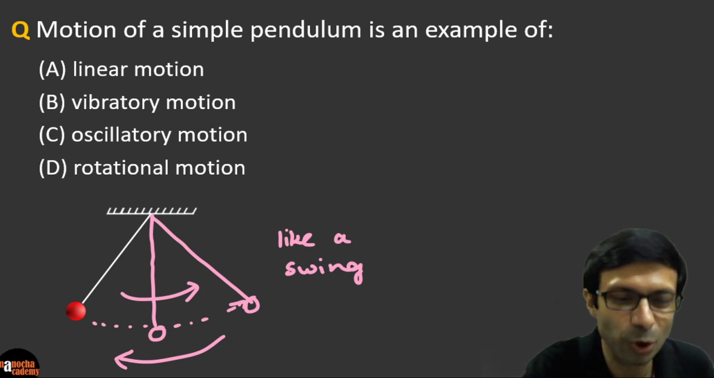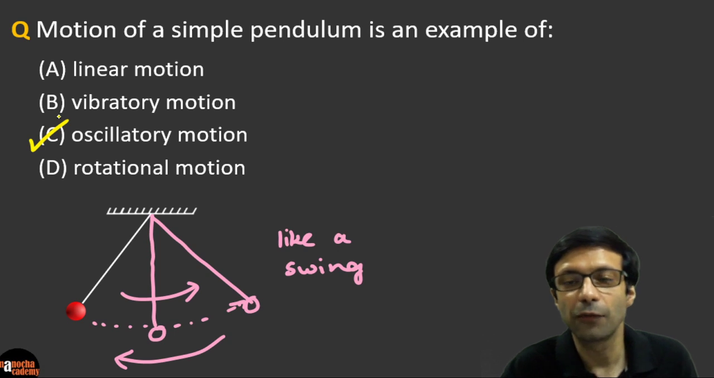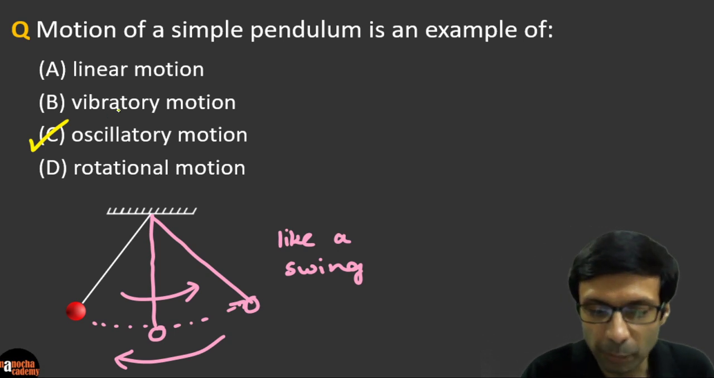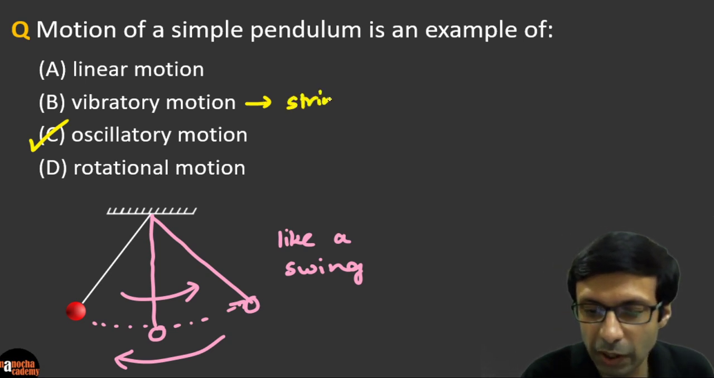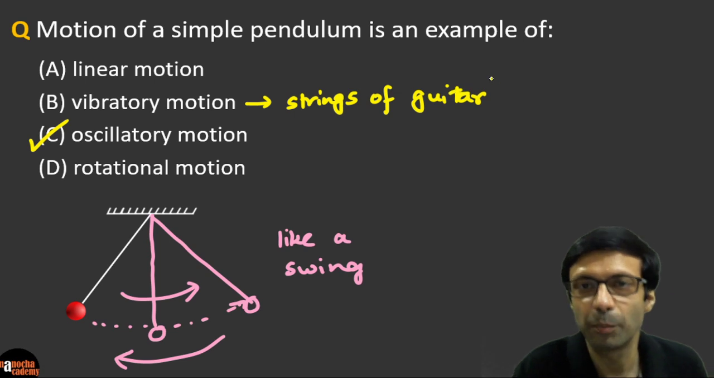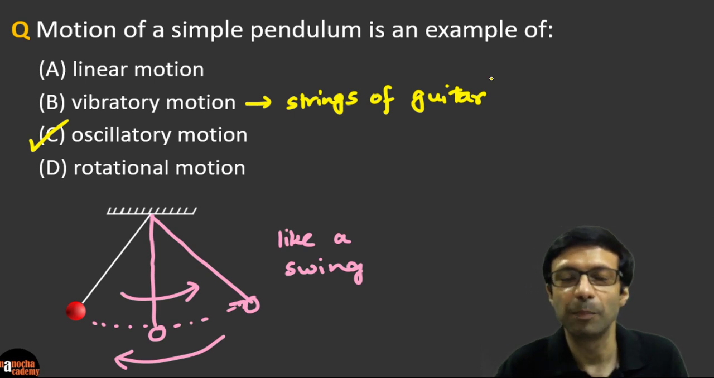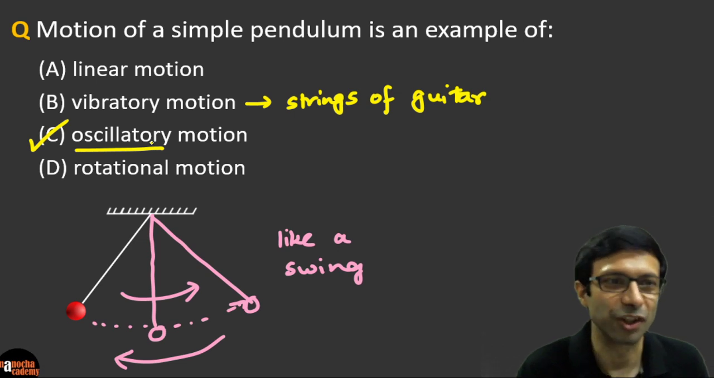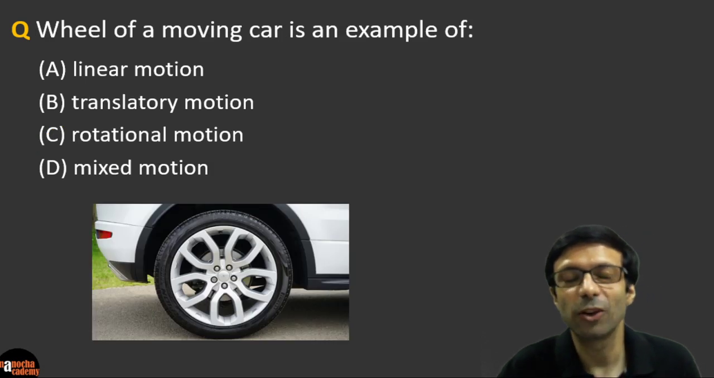Excellent. I see most of you got the correct answer. The answer is oscillatory motion. Don't confuse it with vibratory motion, because a good example of vibratory motion is when you pluck the strings of a guitar. We say the strings of a guitar vibrate when you pluck them. The pendulum is not an example of vibratory motion, it's an example of oscillatory motion. The first option, linear motion, means in a straight line, and rotational motion means something like a fan rotates. So the correct answer here is that a simple pendulum shows oscillatory motion. Excellent. I see a lot of you have got the right answer. Superb. Now guys, let's take a look at the next question.